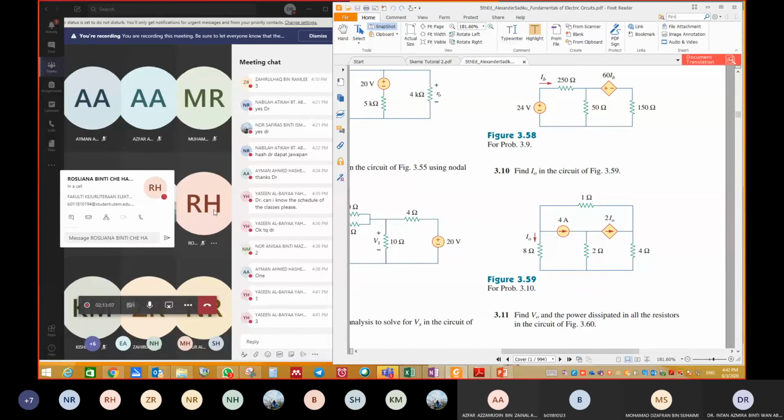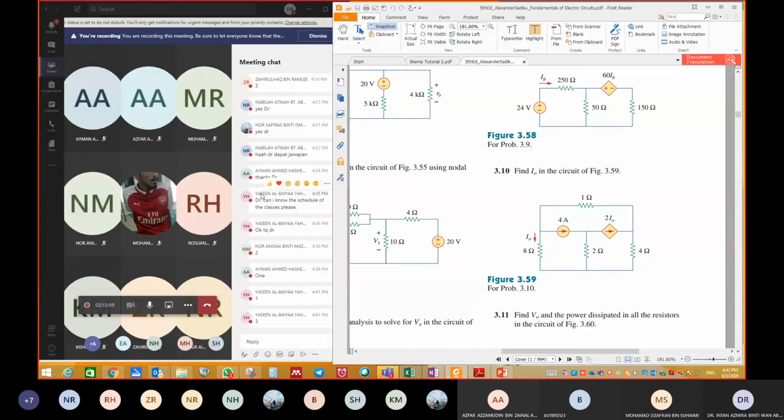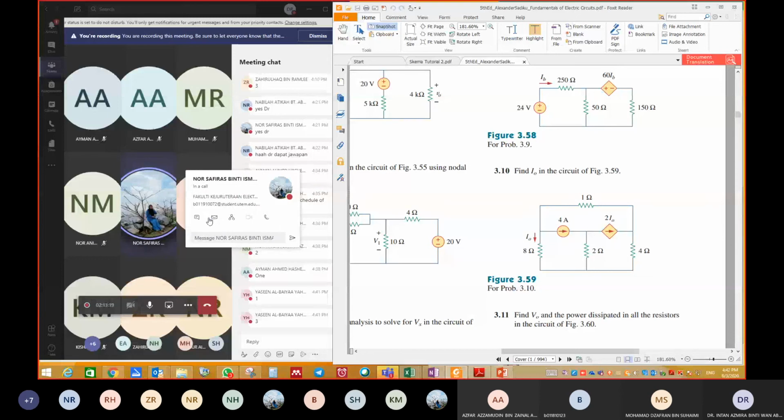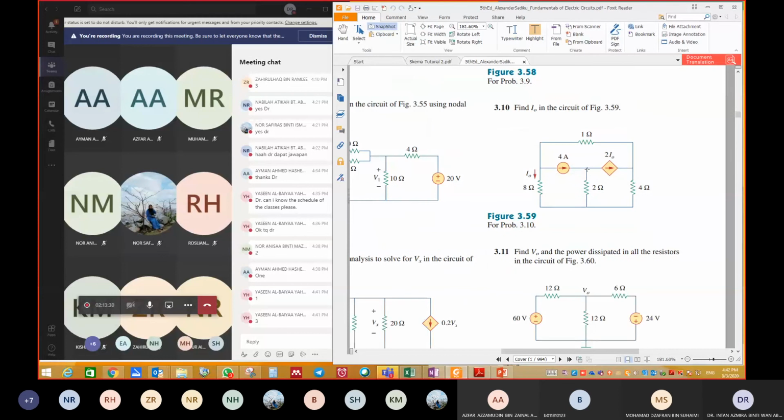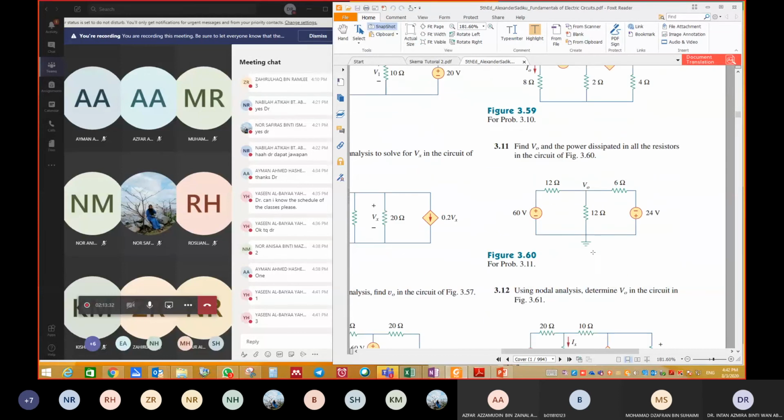Safira? How many nodes here? 3. Okay, Safira, yes, 3. One here, and one here. Must be 3. Okay. If you put only 2, so not enough.